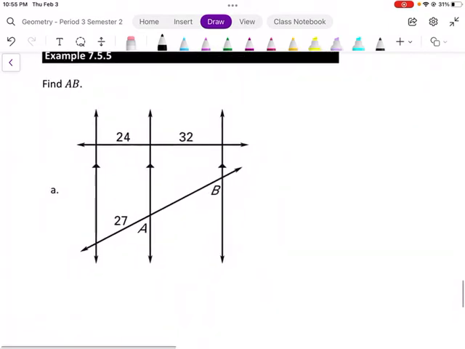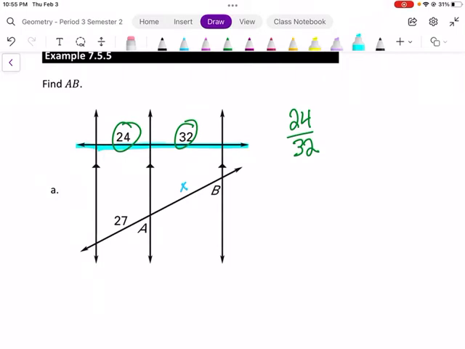Our next example, again, we are going to be looking for the length of AB, and this one is our parallel line proportionality that we can set up. We can do 24 over 32, and remember the ones that are on the same transversal are going to be the ones that go in a fraction together. And then over here we have our x and 27. And because we put 24 on top, we're going to put 27 on top of our second one because they're in between the same parallel lines.